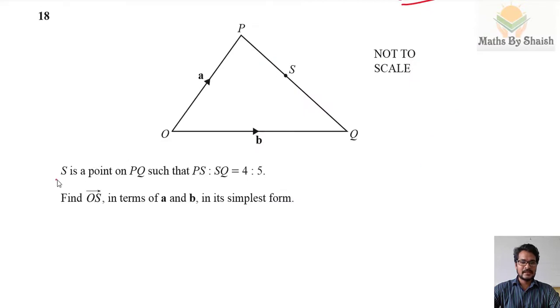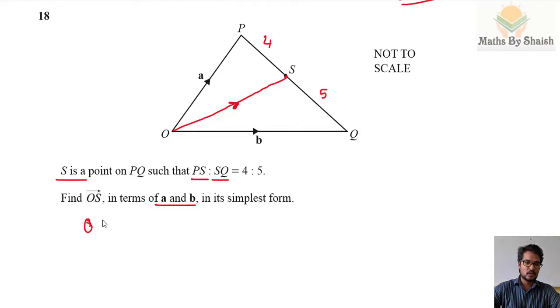18th question. S is a point on PQ such that PS is to SQ is 4:5, means this is 4 and this is 5. Find OS vector, means we require to find this vector. OS means this direction, vector means the magnitude and direction, so this is the direction OS in terms of A and B in its simplest form. So the best way is to solve this, like first of all let's write what we need to find. And OS vector means initial point to terminal point, O to S we want to go.